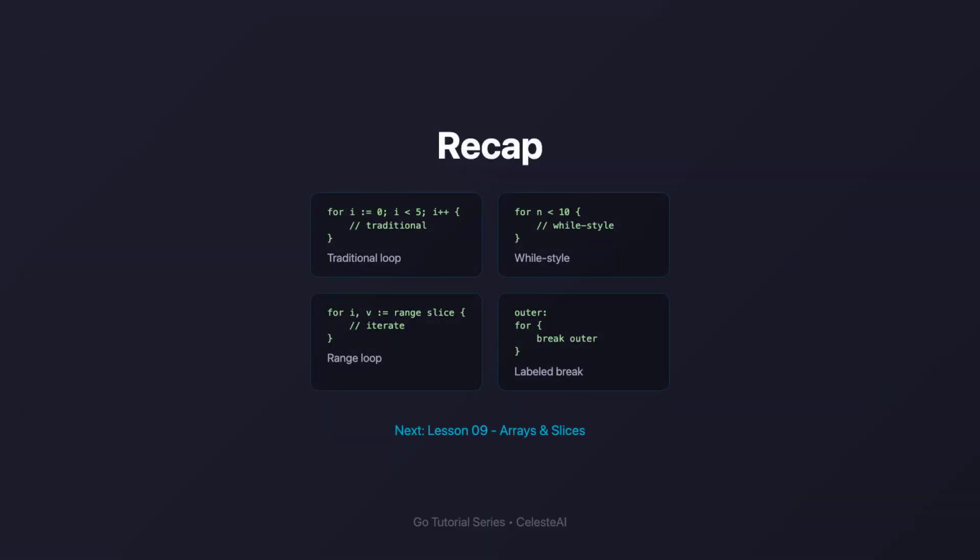Let's recap what we learned about Go loops. The for loop is Go's only loop. It can be traditional, while style, or use range. Use break to exit, continue to skip, and labels for nested loop control.